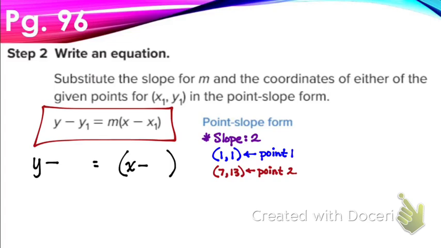How many points do we have to work with? We have 2 different points. Put the phones away, please. I could write 2 different correct answers here. What's the slope for both of these? The slope is 2, so that's going to stay the same between these. If I used point 1, what would I fill in these 2 spots? 1 and 1.